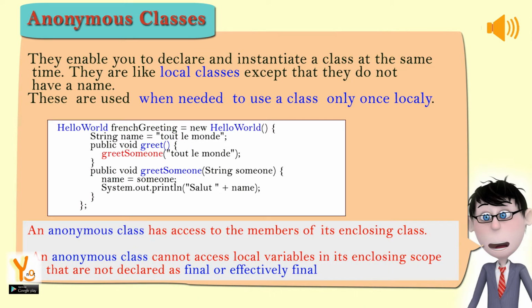Anonymous class. They enable you to declare and instantiate a class at the same time. They are like local classes except that they do not have a name. These are used when needed to use a class only once locally. An anonymous class has access to the members of its enclosing class. An anonymous class cannot access local variables in its enclosing scope that are not declared as final or effectively final.